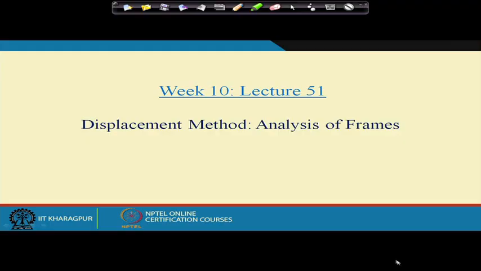What we have been doing is demonstrating the concept of slope deflection method. We have already done so for beam problems. Today we will demonstrate that through some problems in frames, and the next class will also continue with frames. So today's topic is analysis of frames using displacement method, or more particularly slope deflection method.